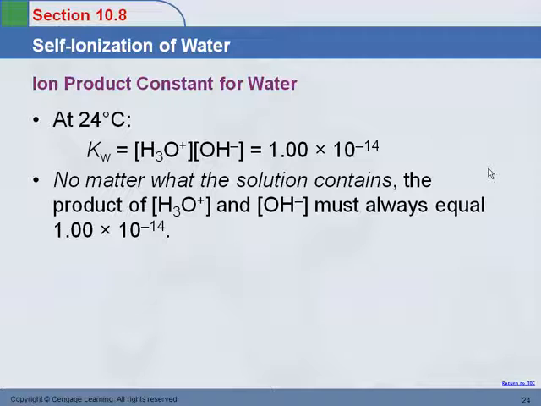The great thing about this is you can use it for any kind of solution as long as it's something dissolved in water. Because what we know is, if that's the case, then the product of the H3O plus and the hydroxide ion must always equal 1.00 times 10 to the negative 14th. If you check your blue sheet, you'll see that this is one of the math formulas that you need to memorize.